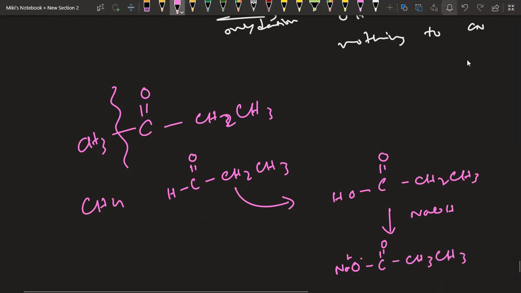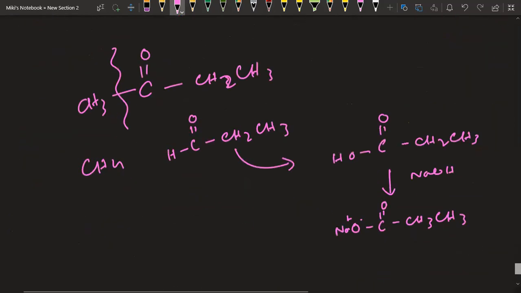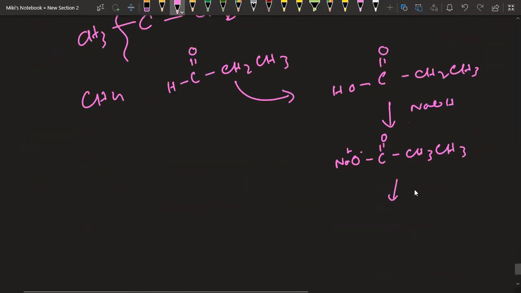Finally, we also added a second condition, which is H+. That means we acidified it, and we know what happens when we acidify: the salt disappears and the carboxylic acid is regenerated. CH2, CH3, sorry, CH2, yes. So this is another part.